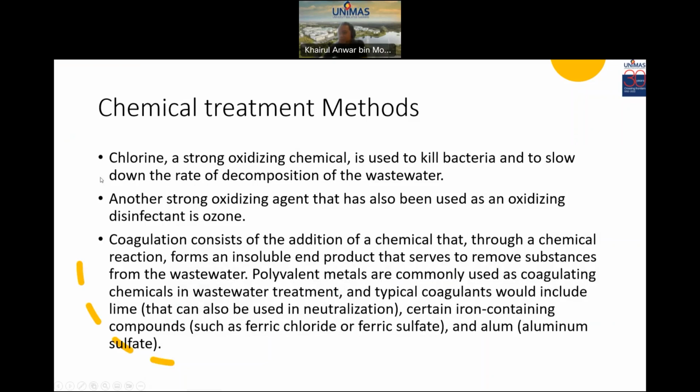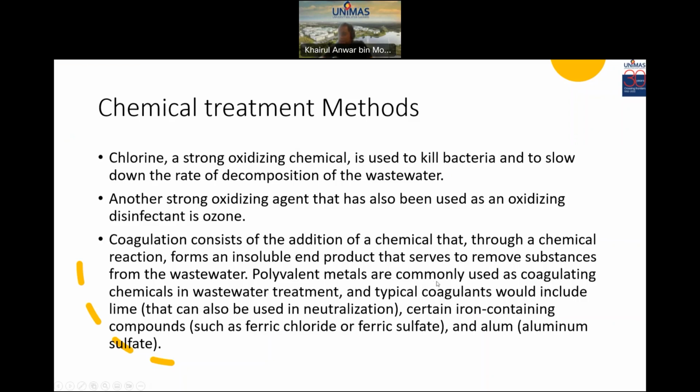Chemical treatment methods. As usual, chlorine, a strong oxidizing chemical, is used to kill bacteria and to slow down the rate of decomposition of wastewater. Another strong oxidizing agent that has also been used as an oxidizing precipitant is ozone. Coagulation consists of the addition of a chemical that, through a chemical reaction, forms an insoluble end product that serves to remove substances from the wastewater.